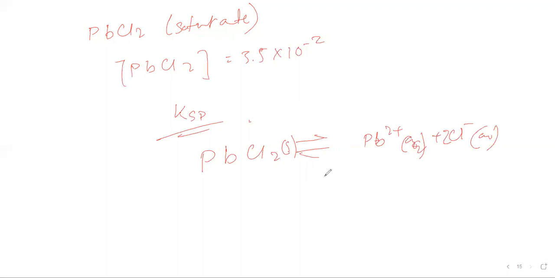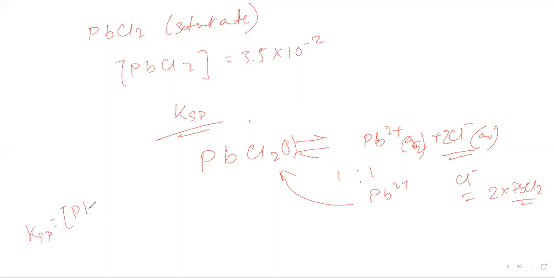The Pb concentration here should be 1:1, so Pb2+ is going to be the same as PbCl2, which is 3.5 × 10^-2. For Cl-, that's going to be twice the amount, isn't it? Why? Because the molar ratio is 1:2. So Cl- is going to be twice PbCl2's concentration. Using this value in our KSP equation, what is it going to be?